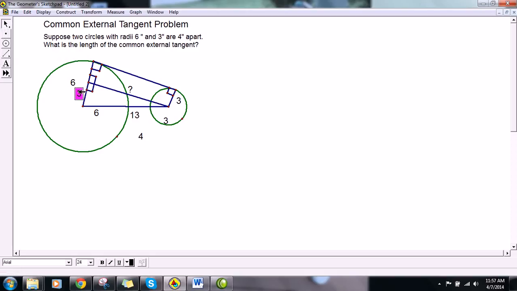And so now I'm really just going to focus on that right triangle here at the bottom and use the Pythagorean theorem. So the Pythagorean theorem would say 3 squared, plus this other piece which I'm trying to solve for, we'll call it x or question mark, squared.